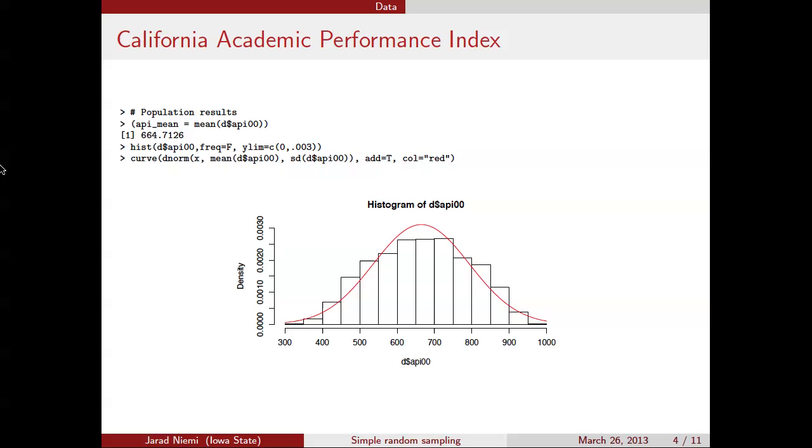And then I just decided to plot, just to see what it looked like, all of the APIs for all the schools. On top of that, I plotted the best fitting normal curve. That is, I found the mean and the standard deviation of that data set and plugged it into the dnorm function in R just to get the best fitting normal curve. So what do you guys think about how well that data fits a normal curve? Not good. Why not good?